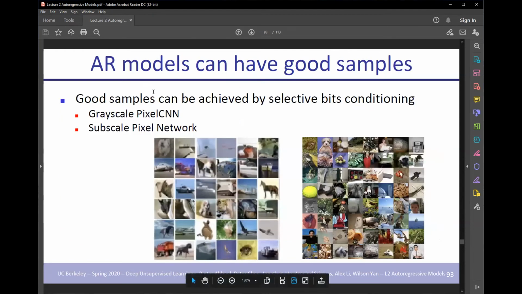The autoregressive model can have good samples, and this is the point where it gets into conditional modeling: good samples can be achieved by selective bits conditioning. That's where there are two types of network, grayscale Pixel CNN and subscale pixel networks. This is where introducing conditionality into what we have studied so far, Pixel CNN++ or Pixel Snail, begins to be a factor.